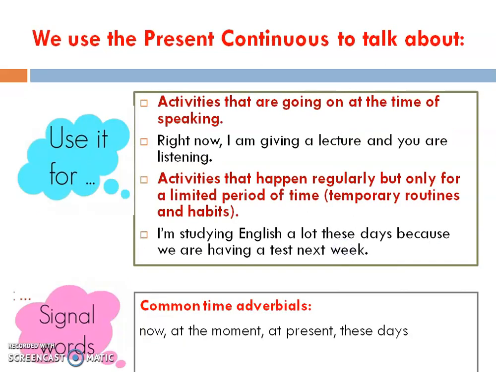Let's move now to the uses of present continuous, and the first one is for the activities that are going on or happening at the time of speaking. What's happening right now? Right now I'm giving a lecture and you are listening to me.